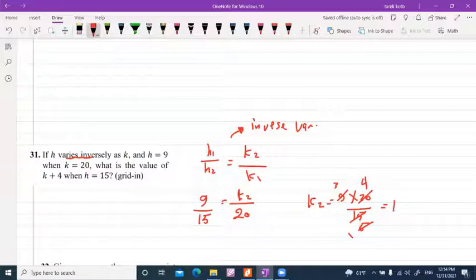But he needs K plus 4. K plus 4 means 12 plus 4, which is 16. So the answer here is 16.